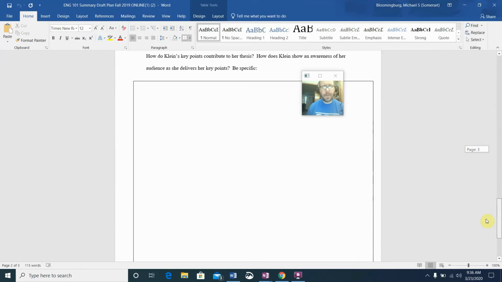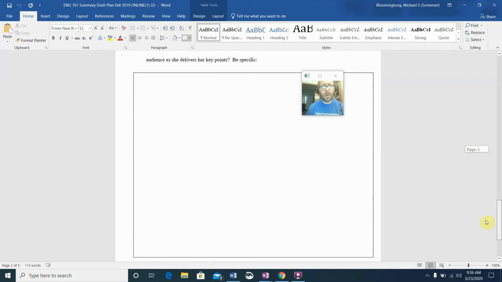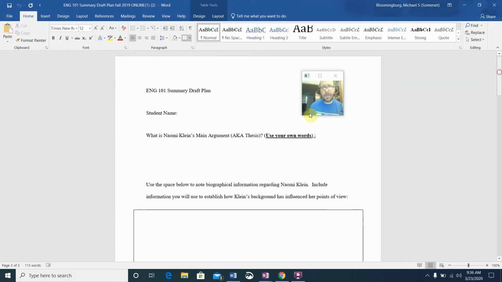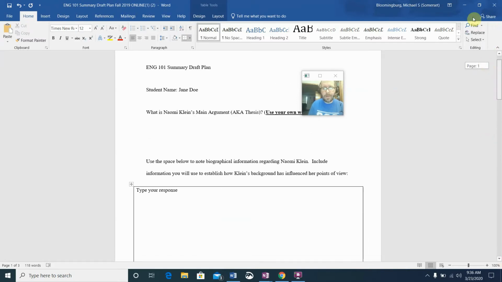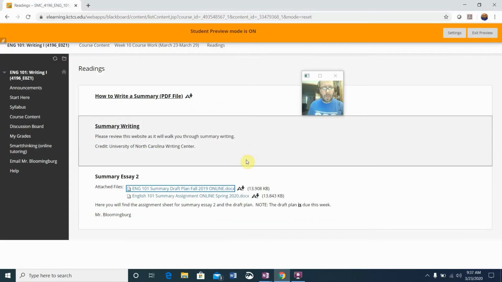The last block is about how you feel Klein's key points contribute to your thesis. How does she show awareness of audience? You can't go into a whole lot of that in a summary since you're sticking primarily to only what's in the article, but it will help your understanding ahead of working on the essay next week. So this draft plan is designed for you to just type your response right there in it, then you're going to save it. And again, this is the major task for this week.